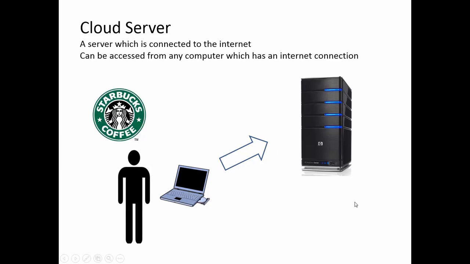And then if you go home, you can still access the file on the cloud server. If you go to work, you can still access the file on the cloud server. A cloud server is simply any server which is connected to the internet, which can be accessed from any other computer which has an internet connection.